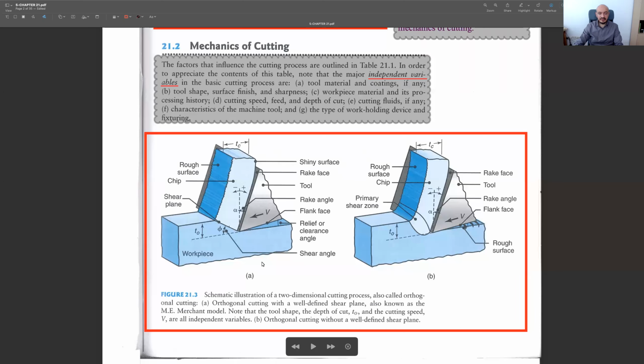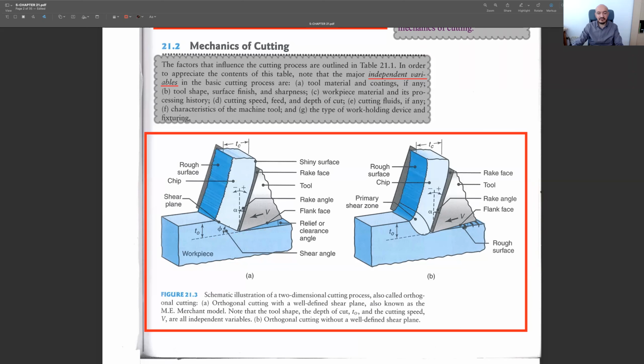Let's focus on this figure. This is a figure showing two orthogonal cutting processes. In the first one, we have a well-defined shear plane. In the second one, we don't have a well-defined shear plane. By the way, orthogonal cutting means that the cutting edge is perpendicular to the direction of motion. Let me draw it. This is the direction we are moving, and the cutting edge is here, and this is perpendicular to the direction of motion. So that's why it's called orthogonal cutting.